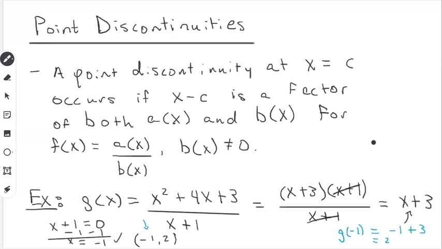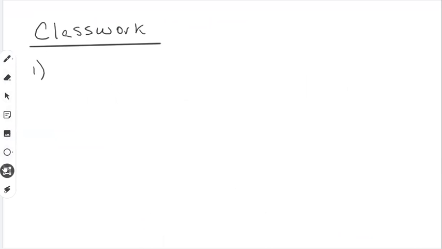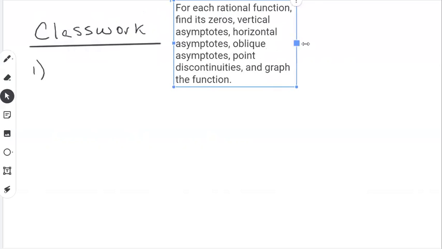So let's take a look at the classwork. And then you'll know what to do on the test, right? I'll be doing problem number 1. All right, so let's work this out together. Now, let me put the directions up here. Ooh, that's a lot of words.